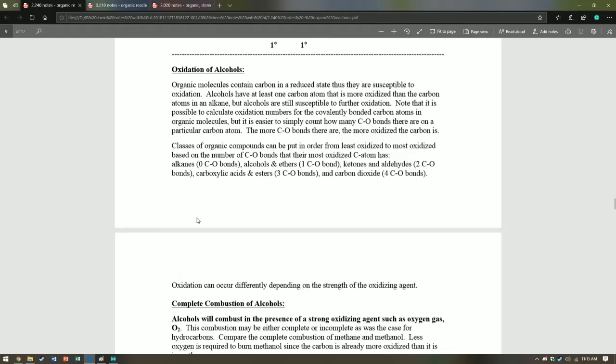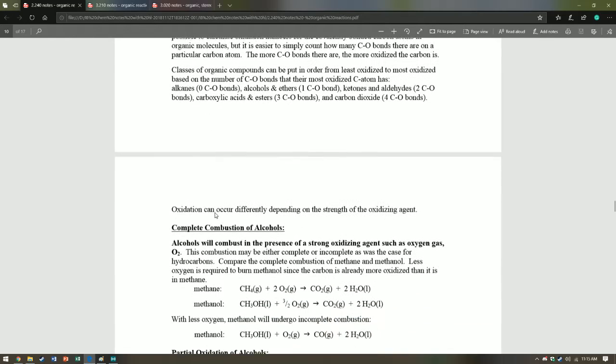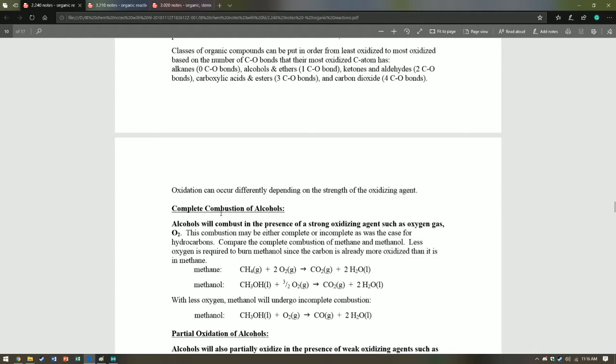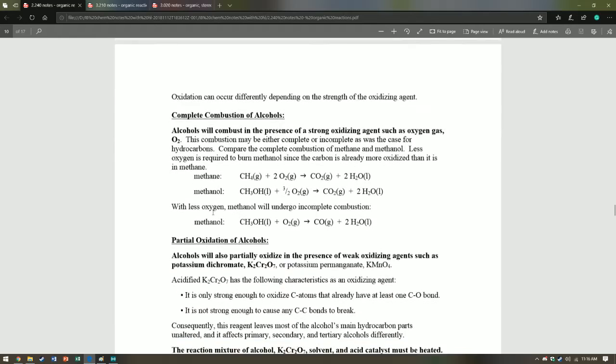We also consider that the number of bonds to oxygen is also considered oxidation. So comparing a C–O single bond to a C=O double bond, the double bond is more oxidized than the single bond since it has more bonds to oxygen. And this is an important concept.